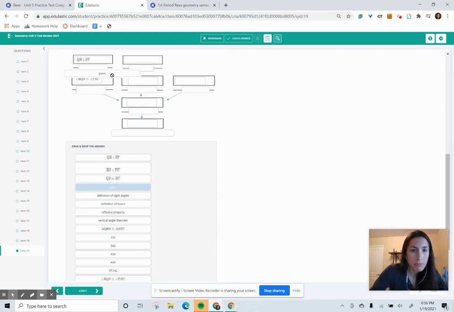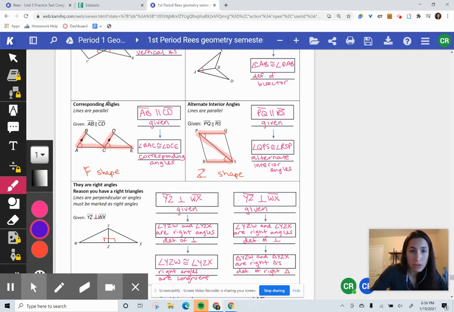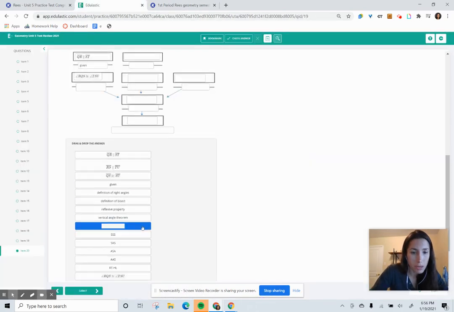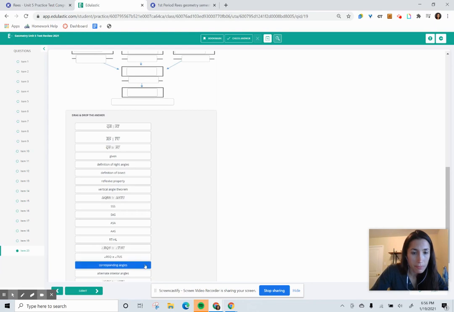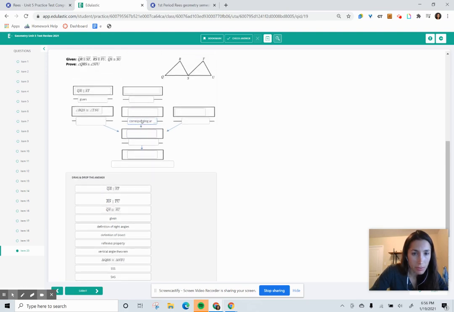So that was given. And the angles are congruent because remember we created the F shape and that is corresponding. So I'm going to put corresponding angles. I'm going to move this up to this box here and see if I can, oh, there we go. I almost got it. Move it over. There we go.